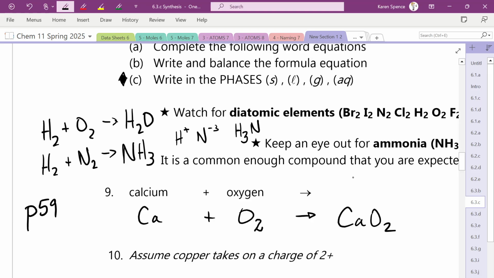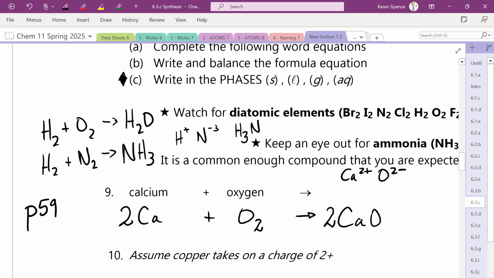What is the charge of calcium? 2+. What's the charge of oxygen? 2-. So what should it be? Just CaO. Okay, so don't look at this 2 and say, oh, I gotta have a 2 over there. No, no. Balance your charges, okay? And so that's going to be CaO, and then you would balance it by putting a 2 here and a 2 here.